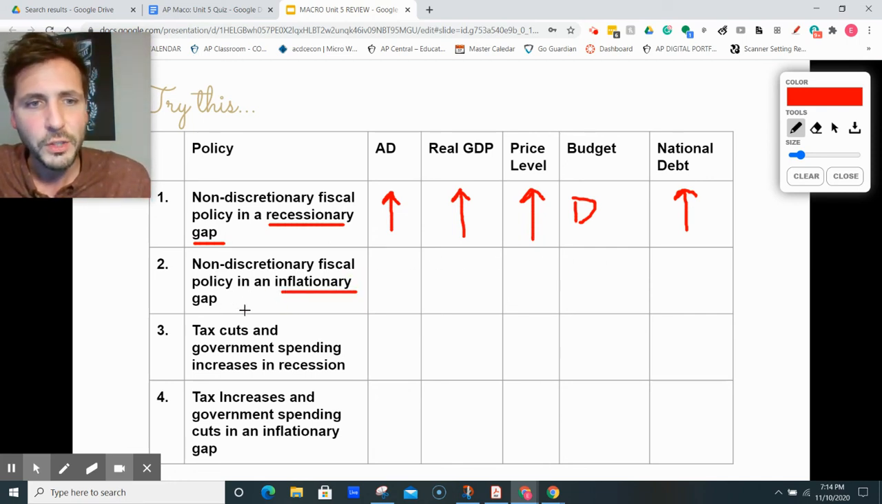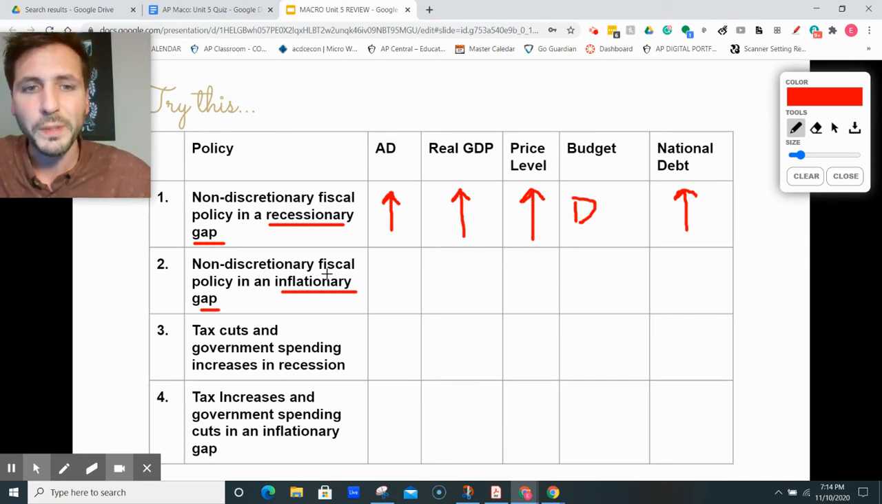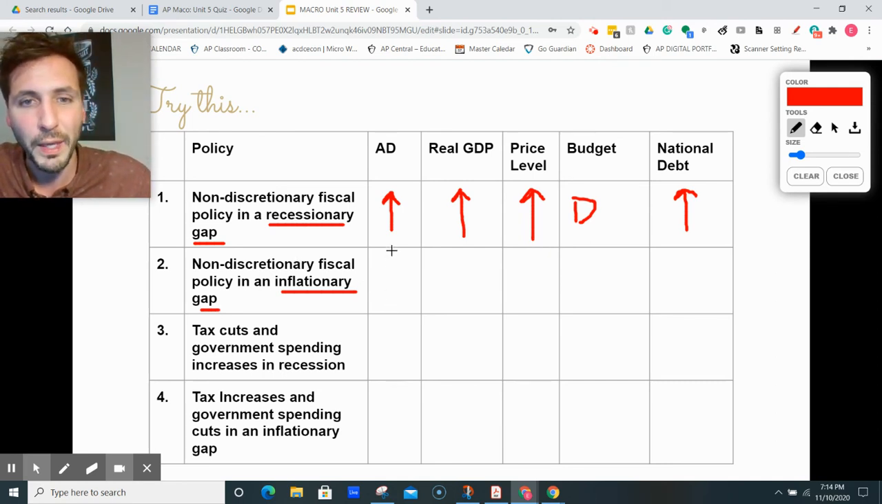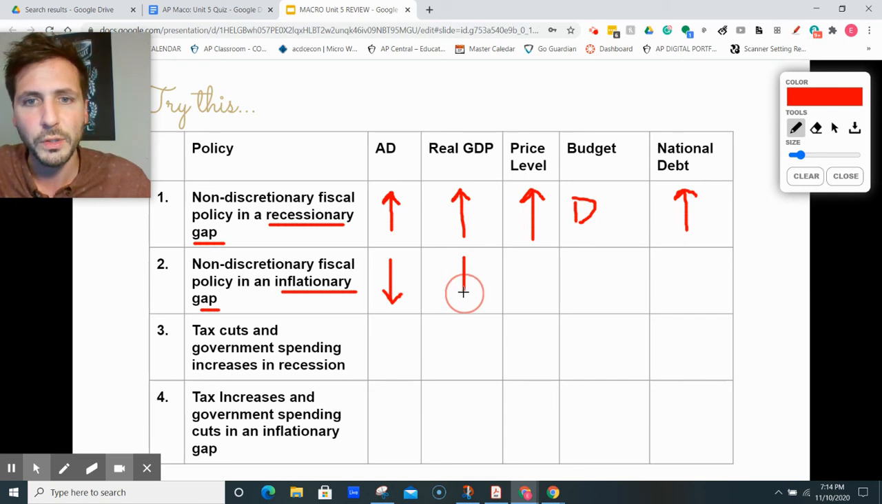When I have an inflationary gap, number two, then that means people are paying more taxes. So tax revenue is going up, more money coming in, and there are fewer transfer payments, so less money is going out, less spending. So what's happening? Well, those two things have a contractionary effect. So aggregate demand is going to shift to the left because government spending is down and tax revenue is up. In addition, real GDP is going to fall along with price level.